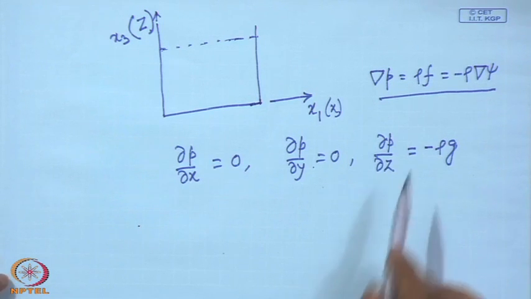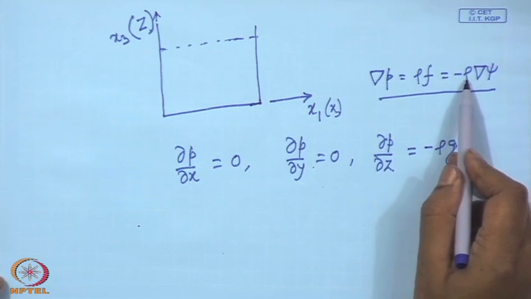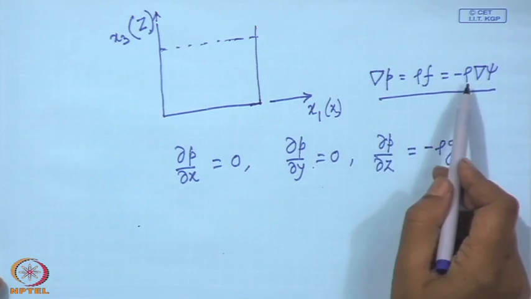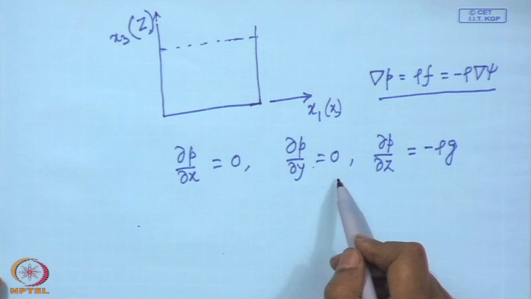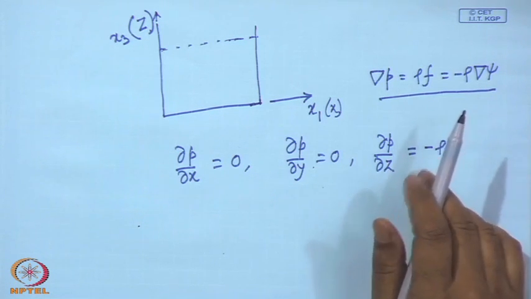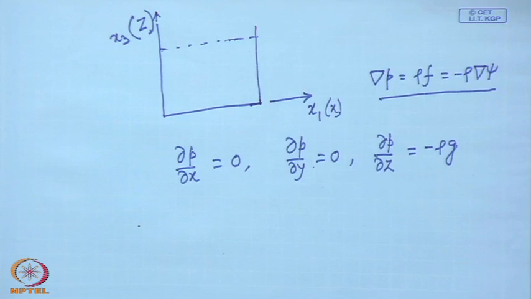Of course, there is one thing you should note here, that if density is non-uniform, then we may not be in a position to integrate these equations. Unless we know explicitly how density varies, we will not be able to integrate it. So, in this case we have considered the density to be uniform. Okay.